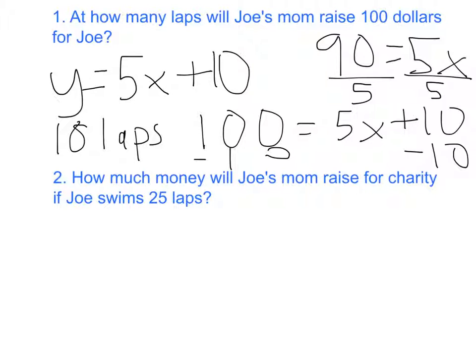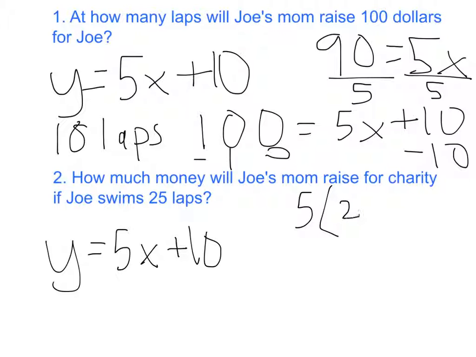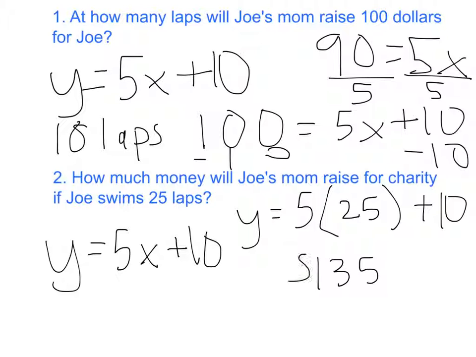Problem 2. How much money will Joe's mom raise for charity if Joe swims 25 laps? And again, the equation is y equals 5x plus 10. And you have to replace x with 25 because that's the number of laps. And she will raise $135 if Joe swims 25 laps.